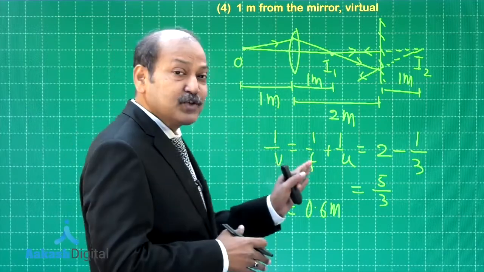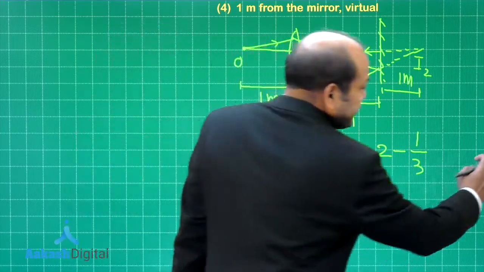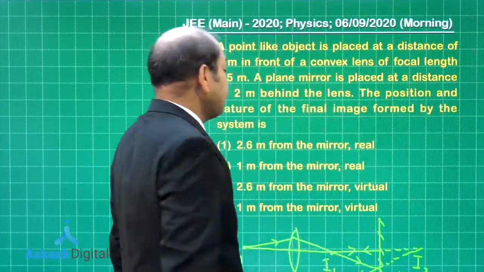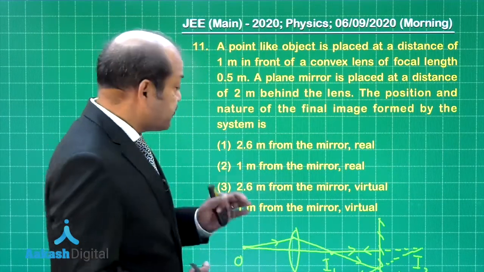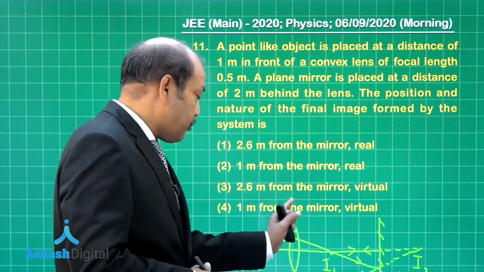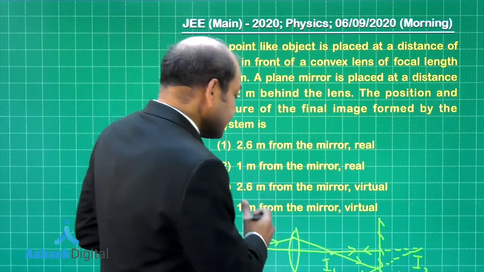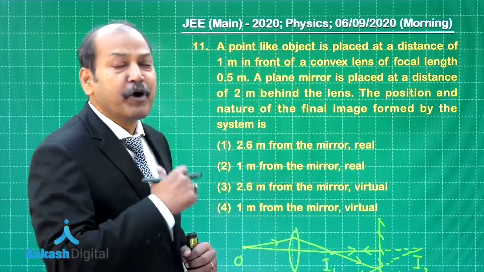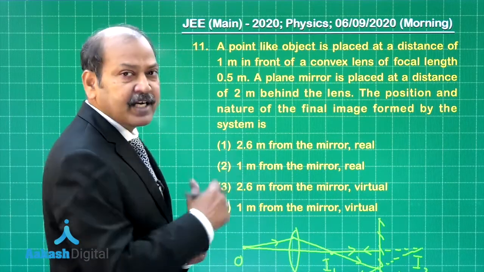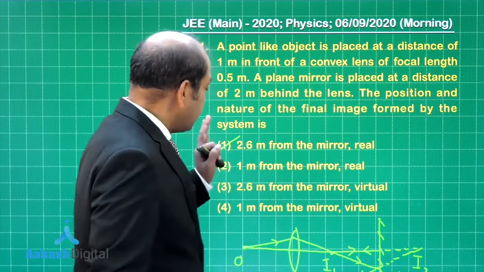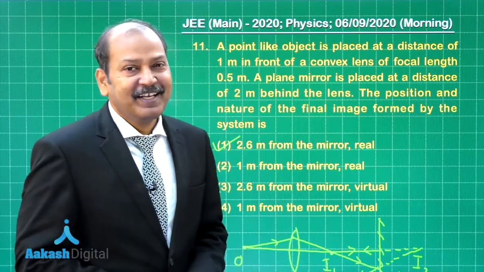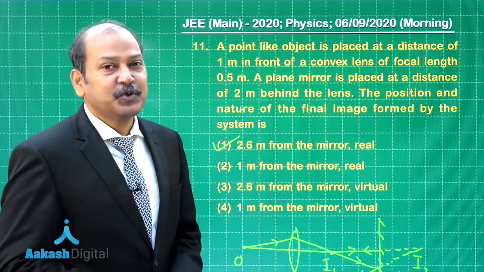In fact, this is to the left of the lens. Okay? So, the final image is the real image at a distance of 0.6 meter from the lens itself. But if you look at the options, they are given in terms of the distance of the image from the mirror. So, if it is 0.6 meter to the left of the lens, the distance of the image from the mirror becomes 2.6 meter. That means among all the options, clearly option 1 is the correct one, matching with our solution, that it is 2.6 meter from the mirror and the nature of the image is real. The question is done. Let us now go to the next question.